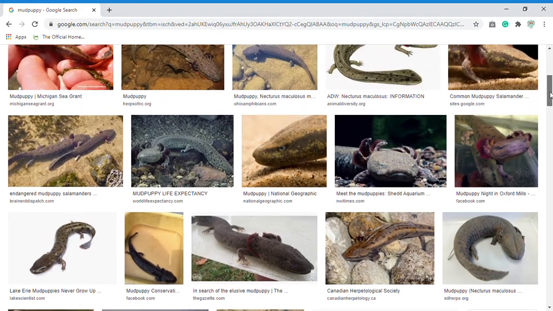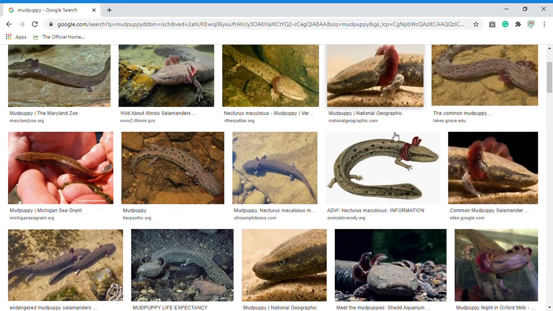Okay. So that's what a mud puppy looks like. It seems like they have three little things that come out by the side of their head with what looks like fur, and they have a tail that can help them swim in water, because most of these, it seems, actually live in the water.